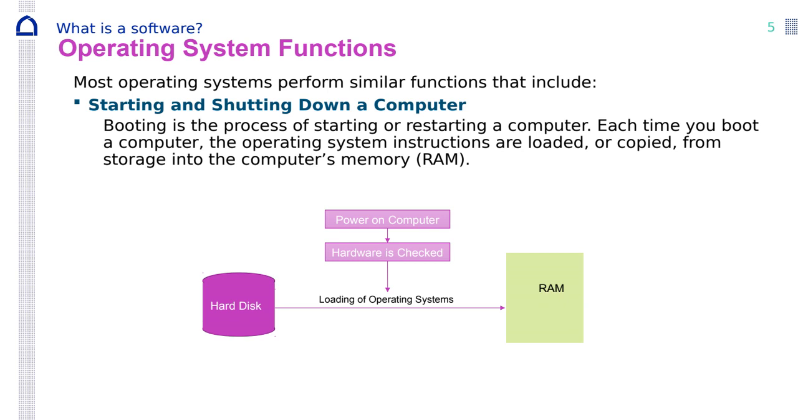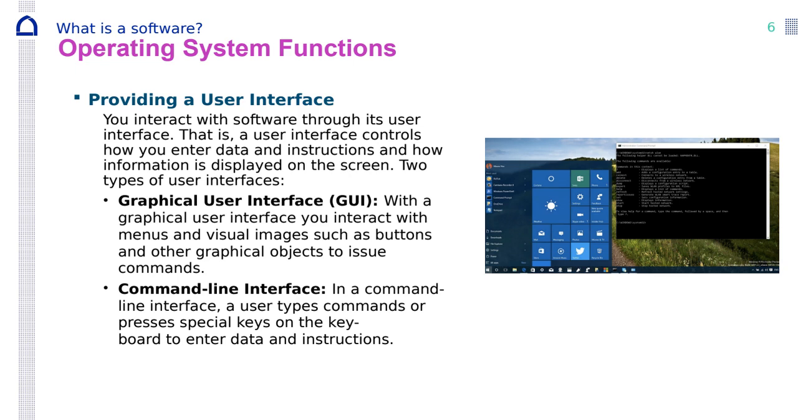Like the first one, starting or shutting down a computer. So what happens when you start your computer? First you will power on. Then your computer will check the hardware: is the keyboard connected, has anything failed. Then it will load the operating system from the hard disk to the RAM. RAM stands for random access memory.